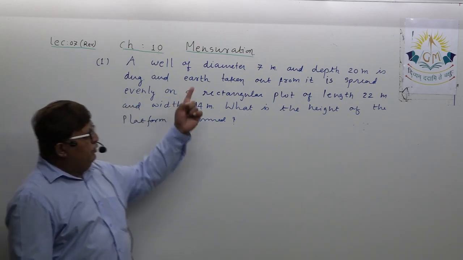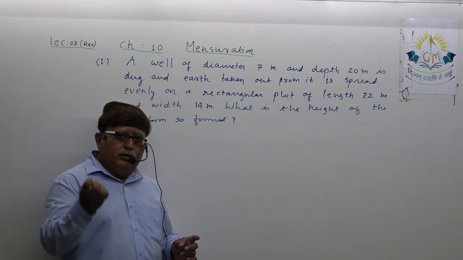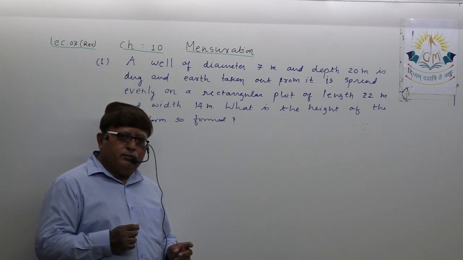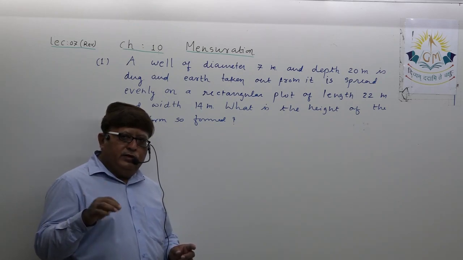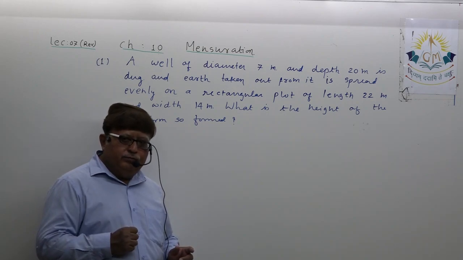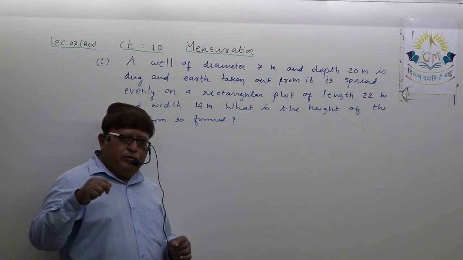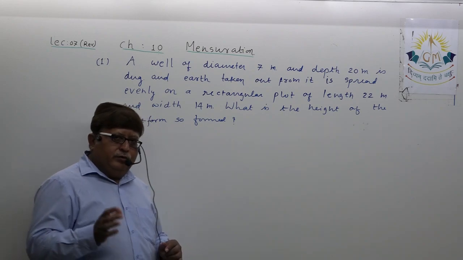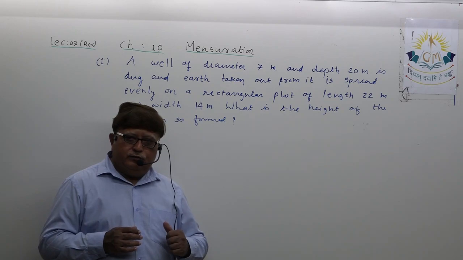So, dear student, here you are taking out earth by digging a well. That means a cylindrical shape well whose diameter and depth are given. Depth means height, dear student. So the well which is dug has a cylindrical shape.